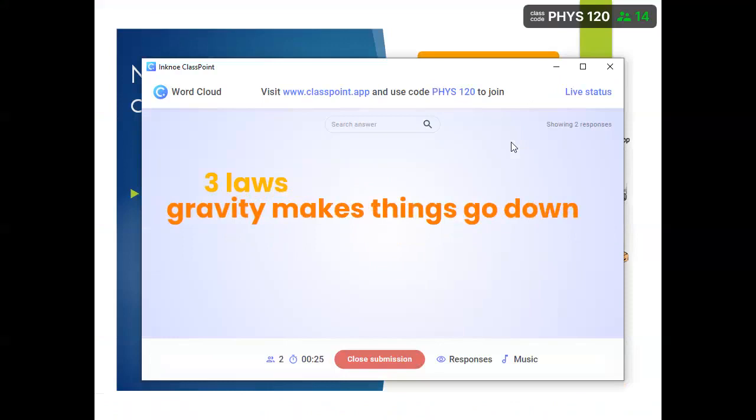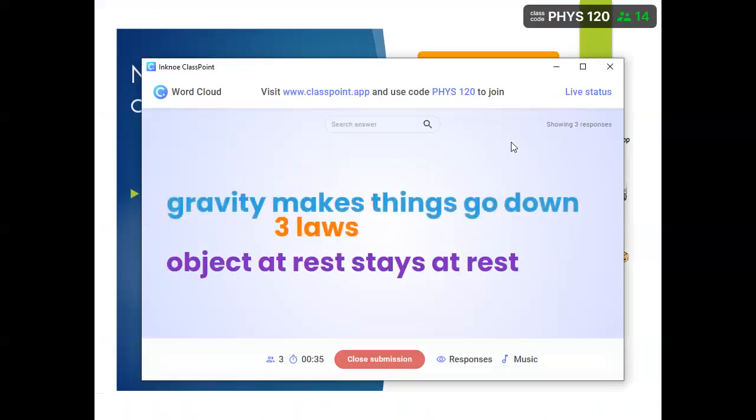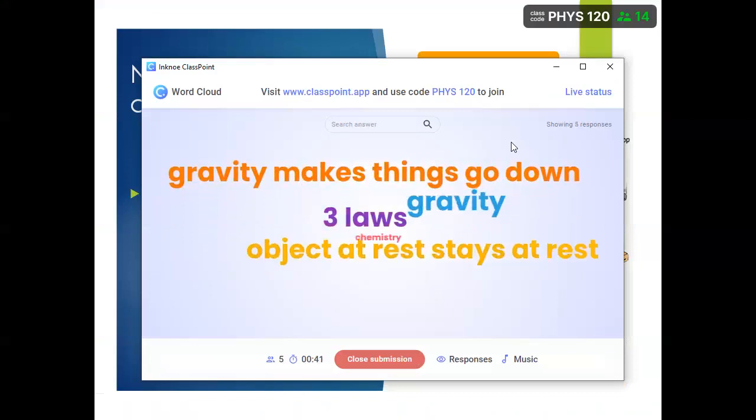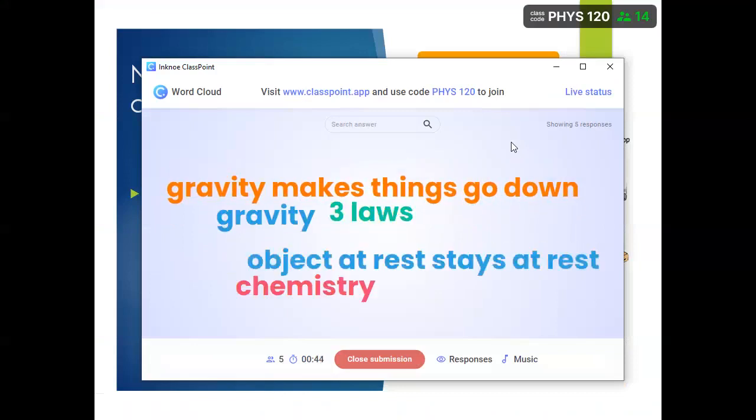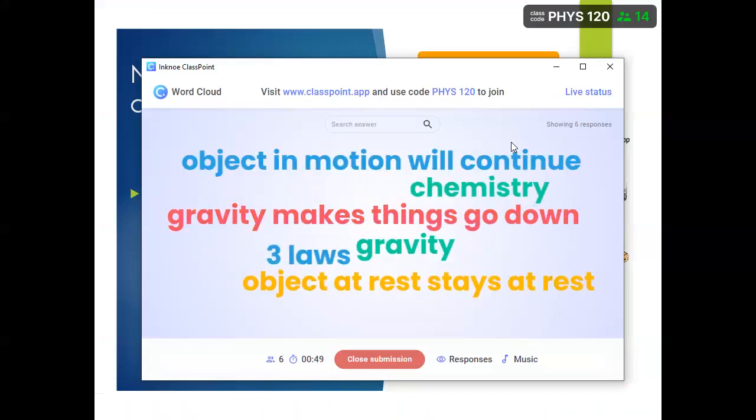How many laws do we have? What is the first law? What is the second law? What is the third law? And what is Newton's law at all? What is Newton's law trying to explain? What topic is Newton's law mostly focused on?